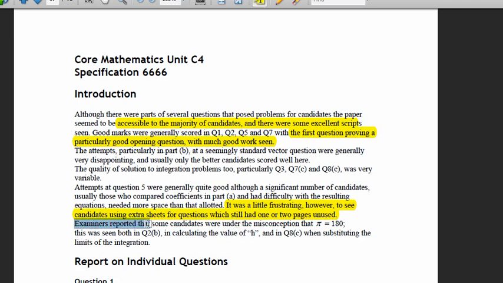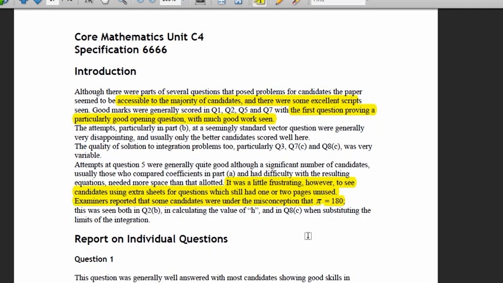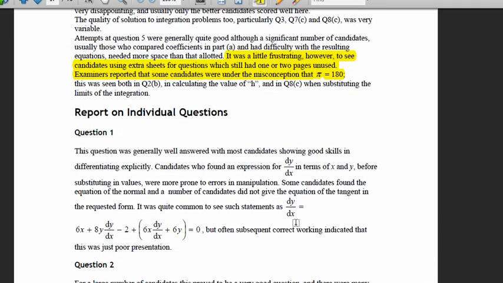Examiners reported that some candidates were under the misconception that pi equals 180. But remember, pi is not equal to 180 degrees. Pi radian is the same as 180 degrees. Pi radian means 3.142 radian equals 180 degrees. So pi radian is in radians, and 180 is in degrees. So pi is not 180 degrees. Pi radian is 180 degrees. Pi is 3.142.